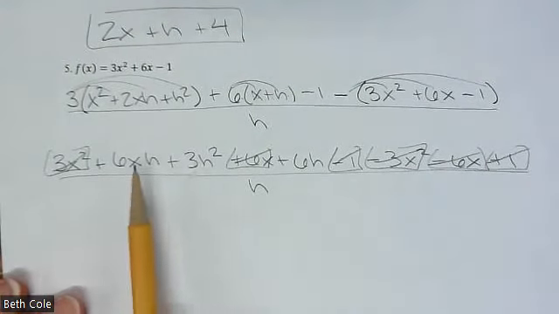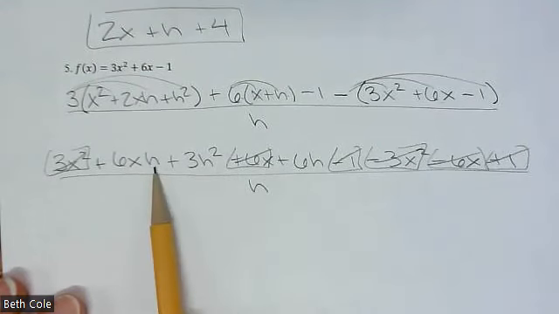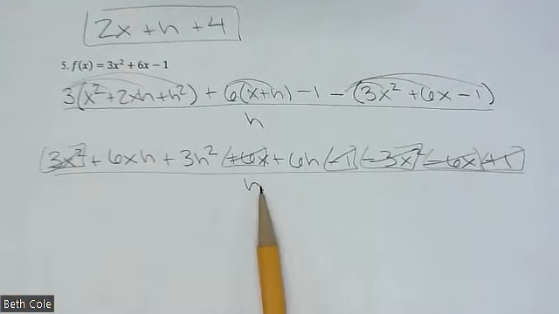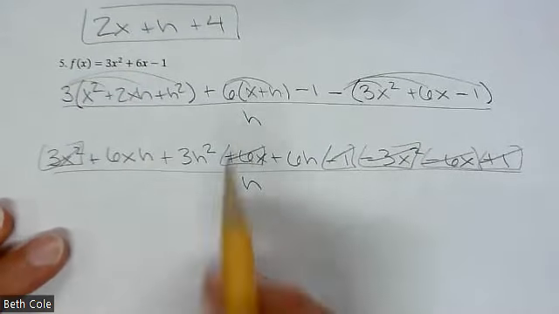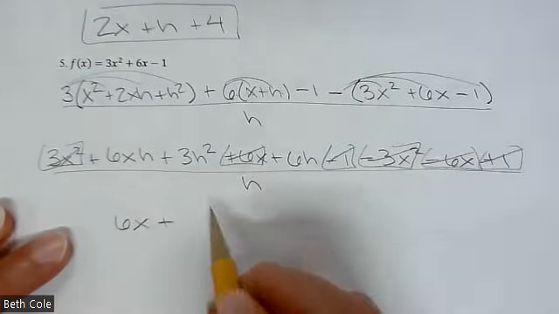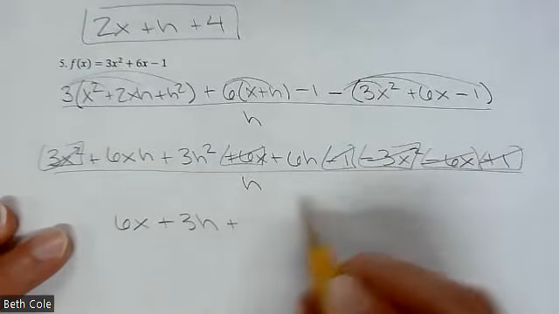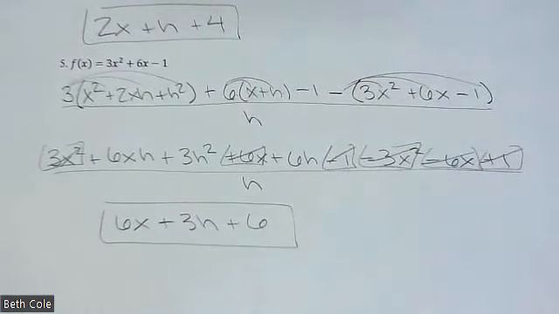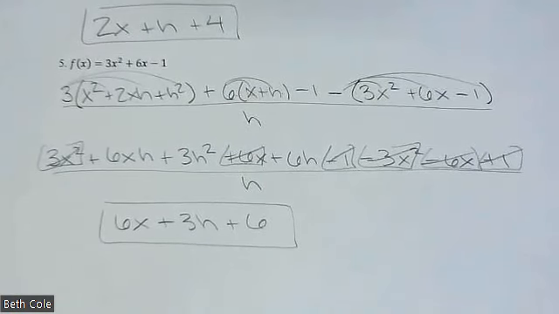What does everything that's left have in common? They all have an h. These problems turn out the same way every single time. So you're going to divide an h out of each of them, and whatever's left is your answer. So that would be 6x plus what? 3h, good, plus 6. You just leave it like that. Don't factor it. Don't do anything else to it. Whatever you get is your answer.